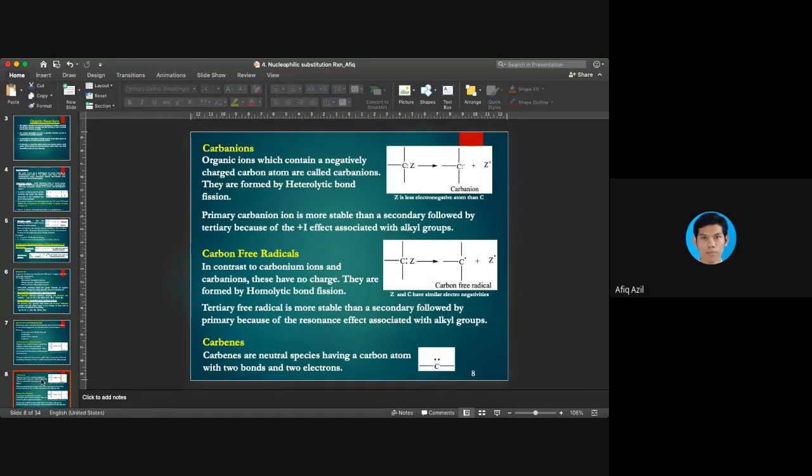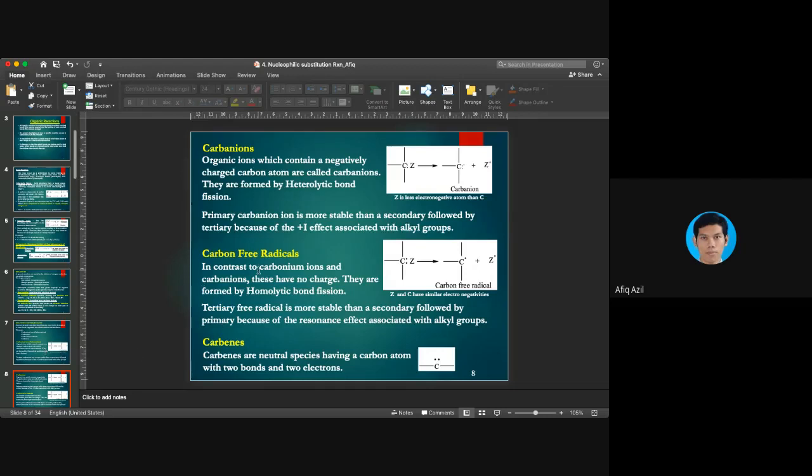Then you have the carbanion. This time the carbon is negatively charged, and the stability is reversed compared to the carbocation ion. So in a carbanion, primary is more stable, followed by secondary, and tertiary will be the least stable. All of this can be explained by the positive I effect. This you have learned in the first unit, basic principles of organic chemistry.